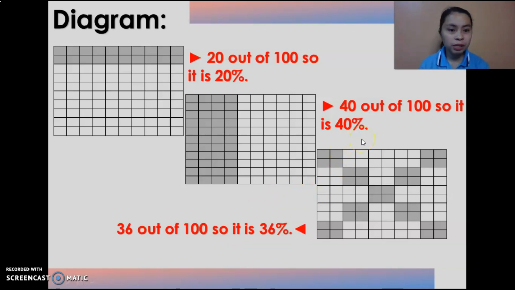Okay, next we have this picture. As you can see, the shaded parts are all over the picture. But what you need to do is simply count the shaded parts. Let's count. This is 4, 8, 12, 16, 20, 24, 28, 32, and 36. So there are 36 shaded parts. We can read it in percentage as 36 out of 100, and then in percent, 36%. Okay?